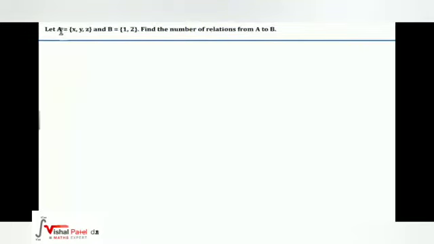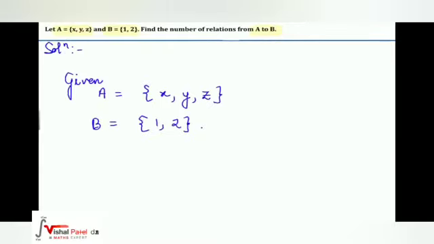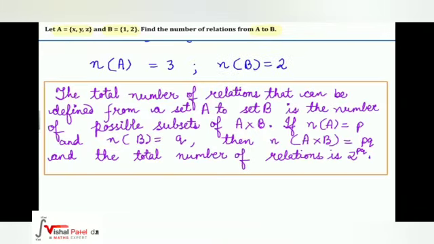Let A is equal to {X, Y, Z} and B is equal to {1, 2}. Find the number of relations from A to B. We already discussed the formula for the number of relations from A to B. So first of all, we have to find the number of elements: n(A) is equal to 3, n(B) is equal to 2. So n(A cross B) is equal to n(A) into n(B), that is 3 into 2 is equal to 6.